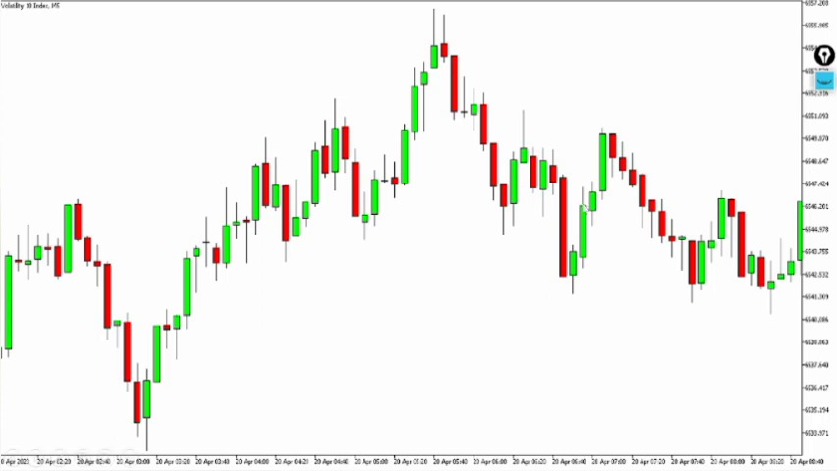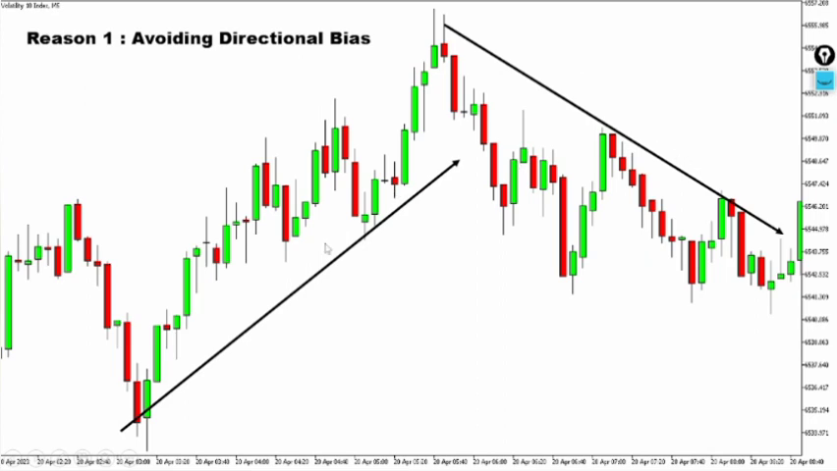Number one is multi-time frame can help you to avoid directional bias. What is directional bias? Think about when you see a market which looks like this, right? This market here is a 5-minute time frame Volatility 10 index. And when you see this market, you don't really know what type of trade to take. Do you need to sell because you see this downtrend, or do you need to buy and continue this uptrend which was created in the first place? At the end of the day, you end up being confused.